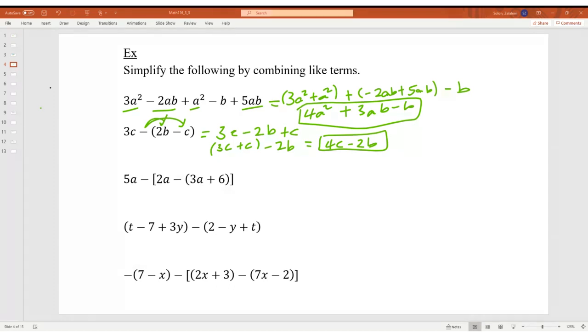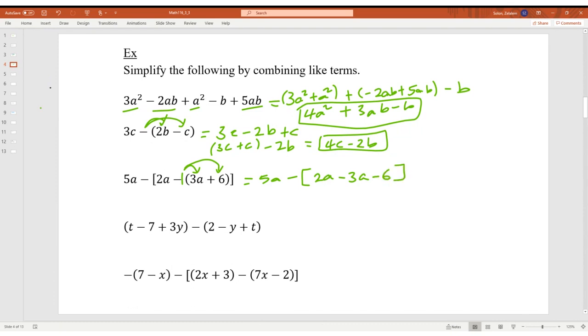Now, if you see the third example, we have a bracket. Inside a bracket, we have a parenthesis. So first we have to get rid of the inside parenthesis. So I have to distribute this negative 1 over 3a and 6. So I have 5a minus, keep the bracket, 2a, negative 1 times 3 is negative 3a, negative 1 times 6 is negative 6.